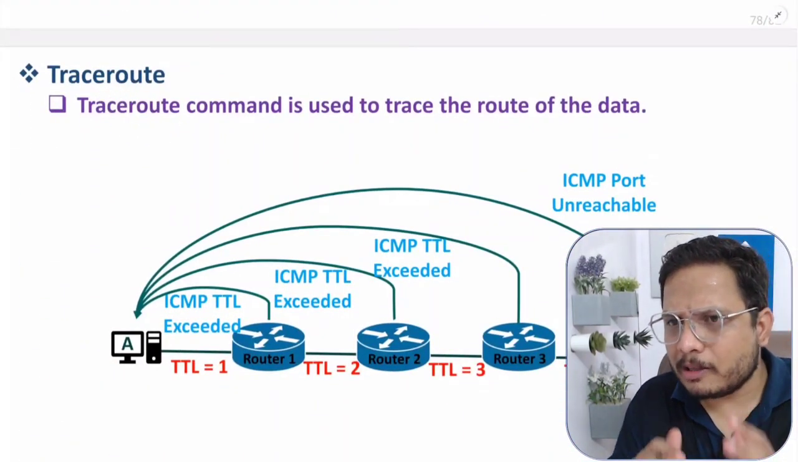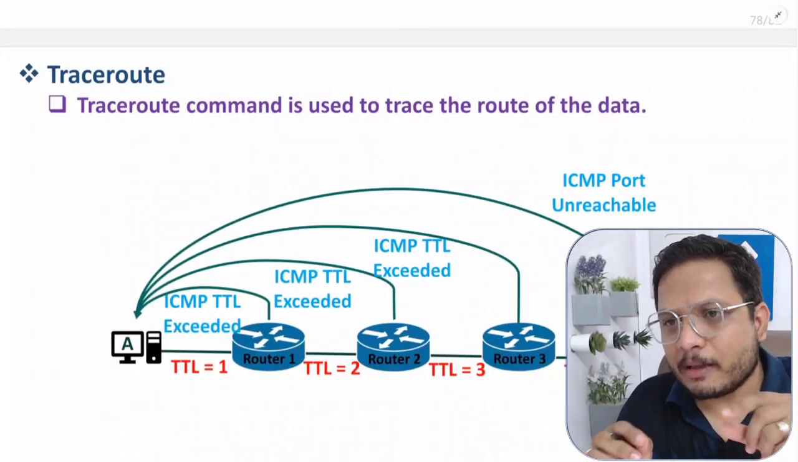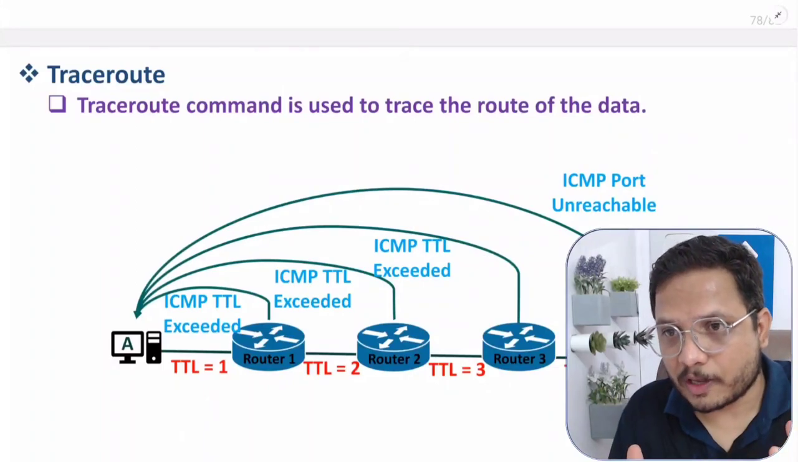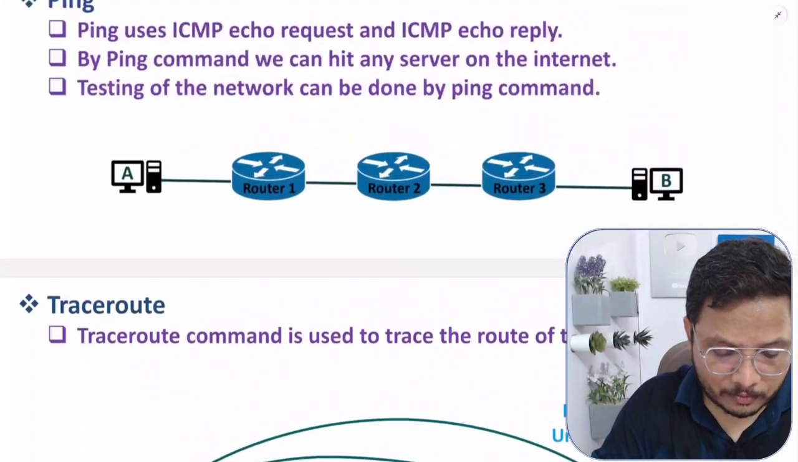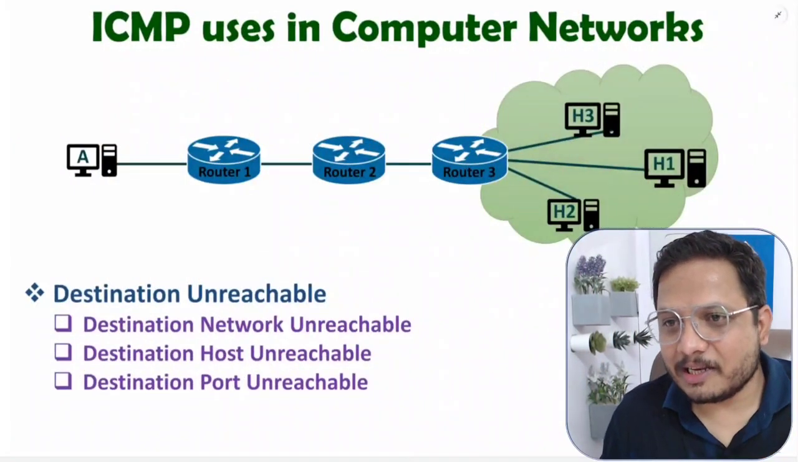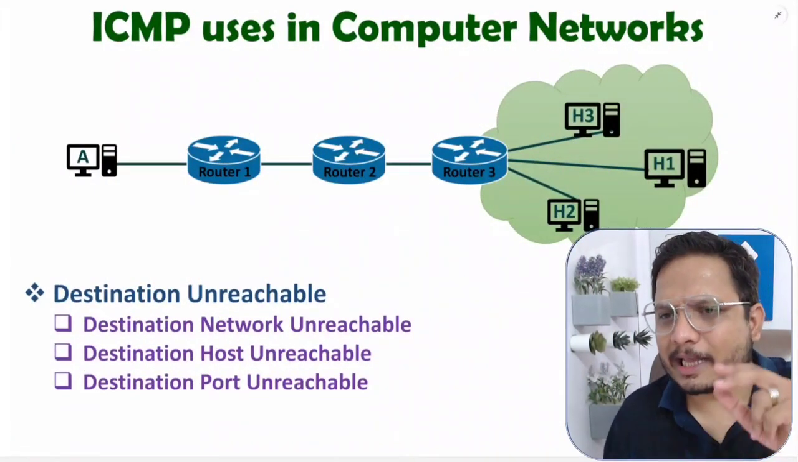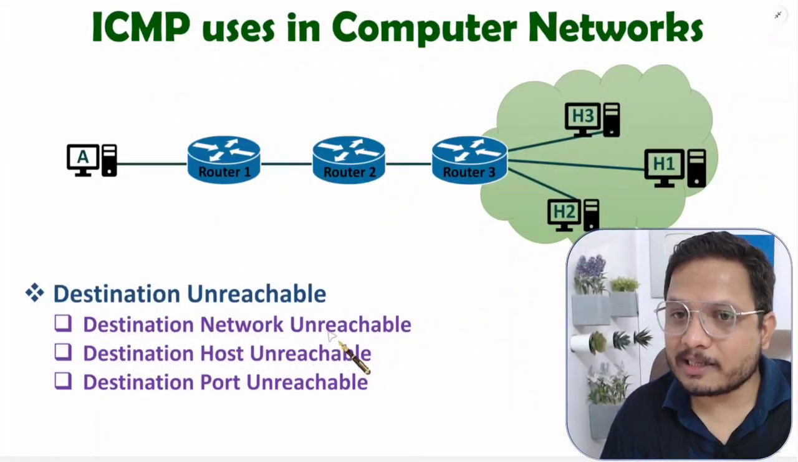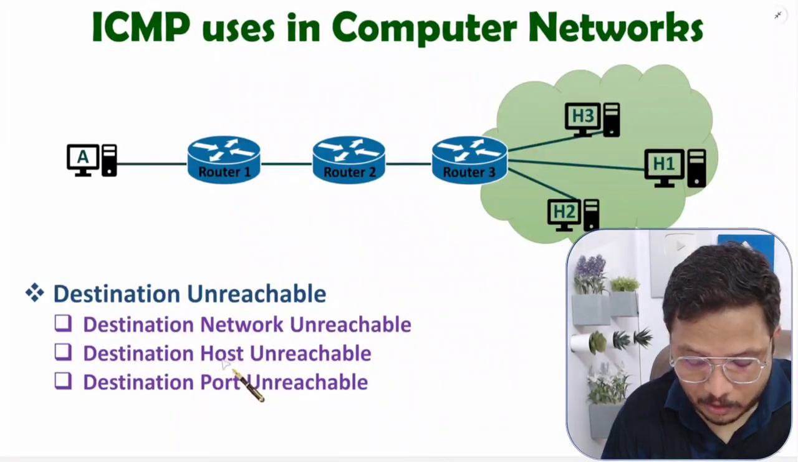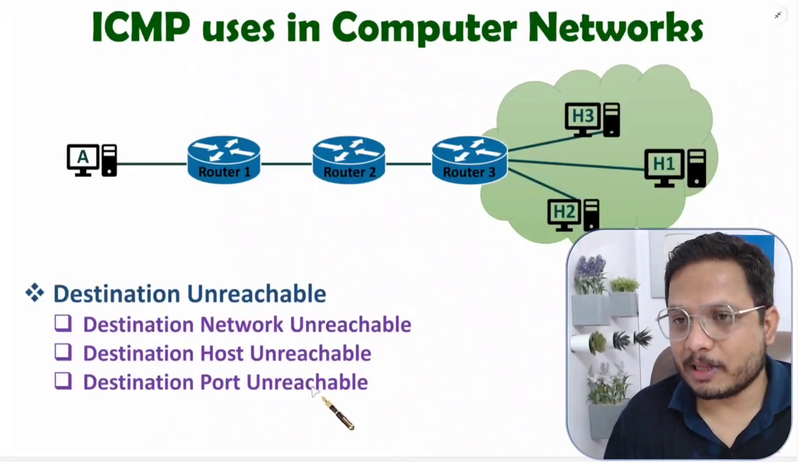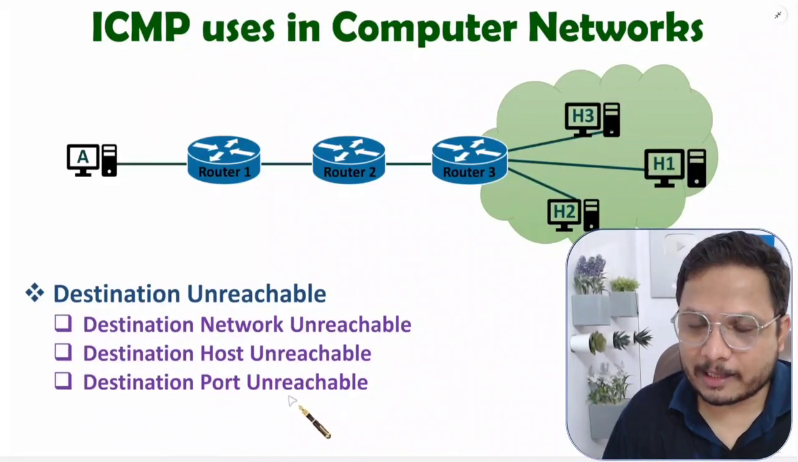So all this I'll explain you by practical examples, right? In my computer along with Wireshark software. So let us see first how destination unreachable can be there with us. So here in destination unreachable, in general, I'll explain you three categories, right? One is destination network unreachable. Second is destination host unreachable, and third is destination port unreachable. Let me explain you that by practical example.